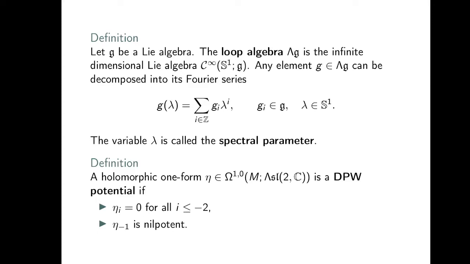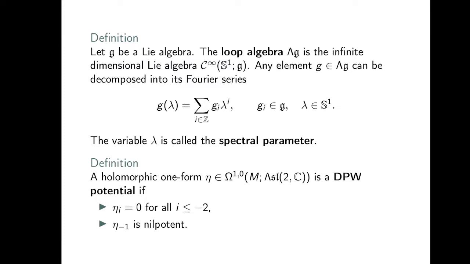The set of maps from lambda in S1 to some space will be called a loop space. As an example, I have written here the definition of a loop algebra. If G is a Lie algebra, the loop algebra, denoted by lambda G, is an infinite-dimensional Lie algebra composed of smooth maps from S1 to the Lie algebra G. Any loop in this loop algebra can then be decomposed into its Fourier series, with coefficients g_i. And as for the associated family, the variable lambda is called the spectral parameter.